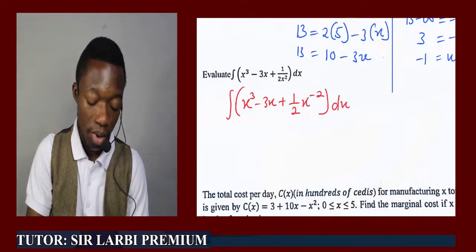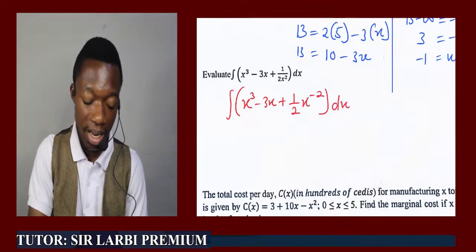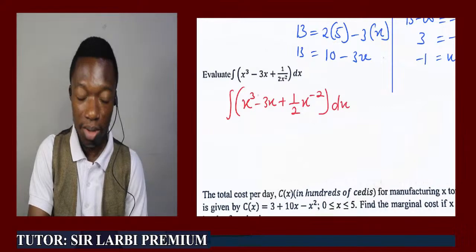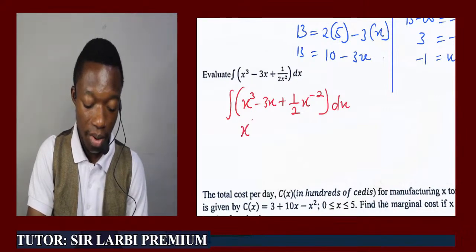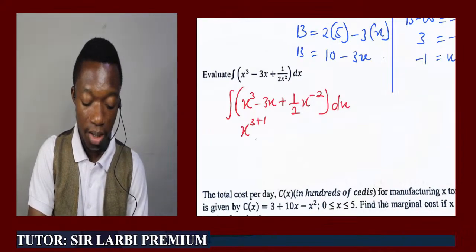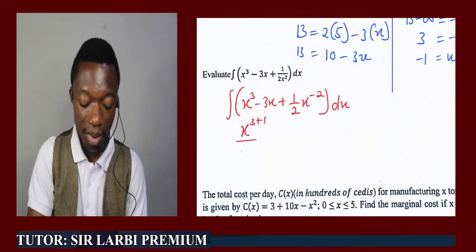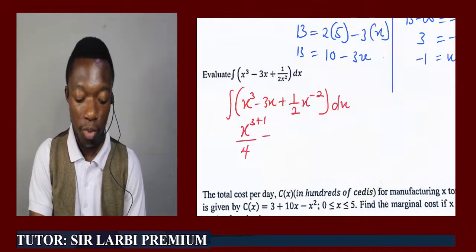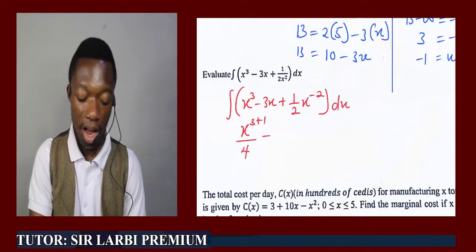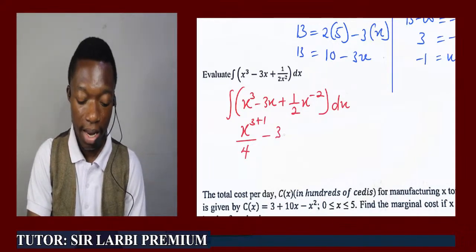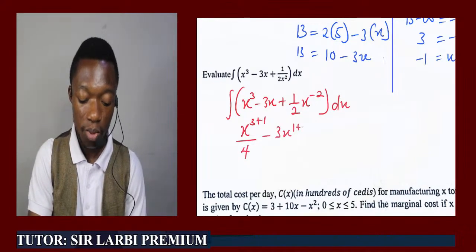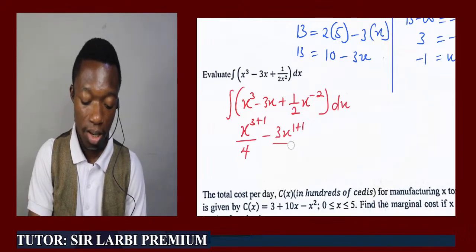When we go by that approach, here we are going to add 1 to the 3. So we get x to the power 3 plus 1. 3 plus 1 is 4, so we divide by 4. Very simple. Minus. Then we do the same with the 3x squared. We will have 3x to the power 1 plus 1, and then divide by 2.